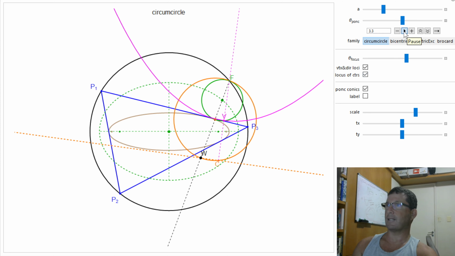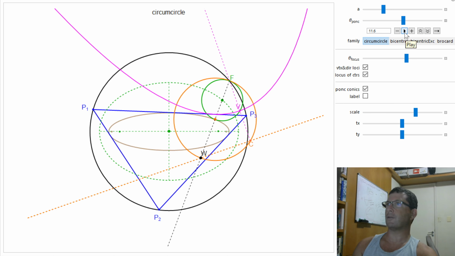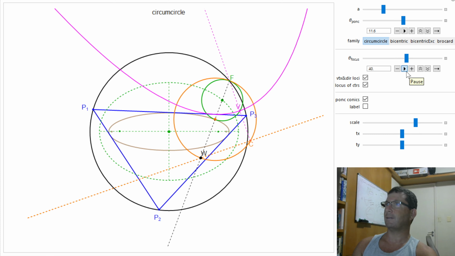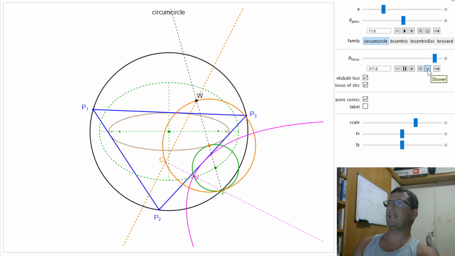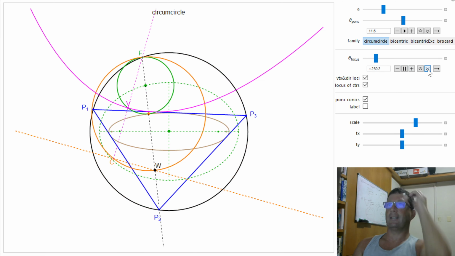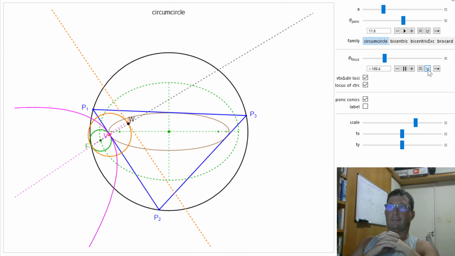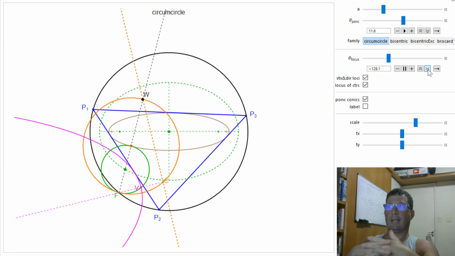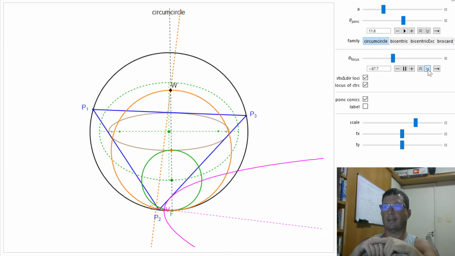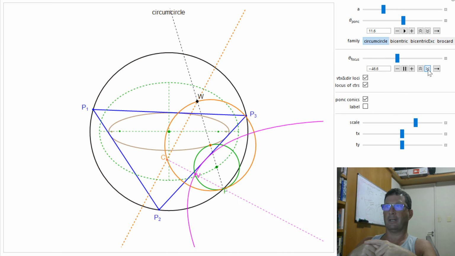So as I jog Poncelet, imagine that I'm doing a complete revolution of Poncelet to sweep this green locus. But now if I sweep the focus itself, you will see that the center of the locus is sweeping an ellipse. And this ellipse is concentric and axis aligned with the caustic. So this is a pretty nice harmony over here, right?